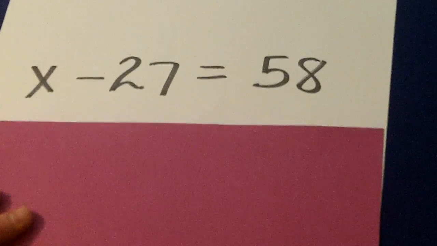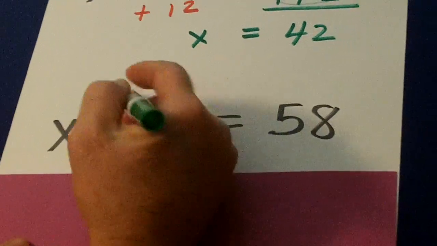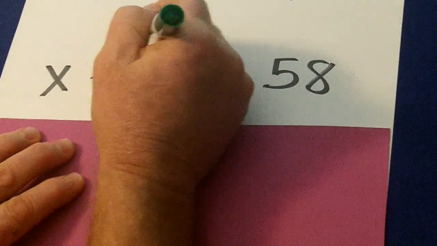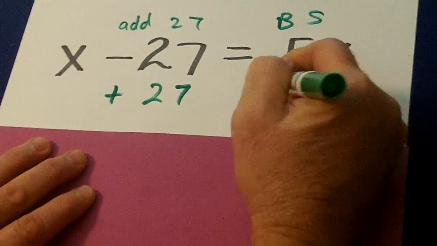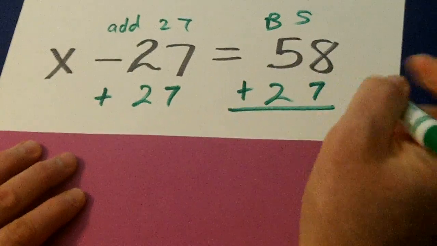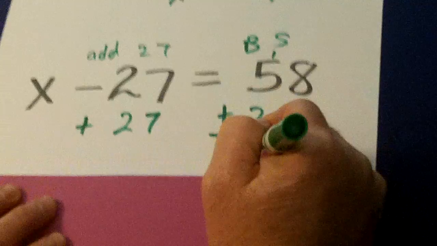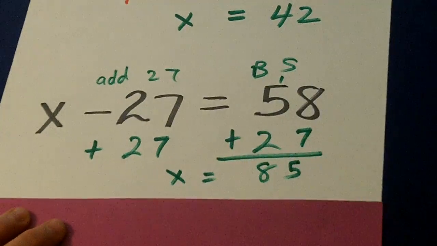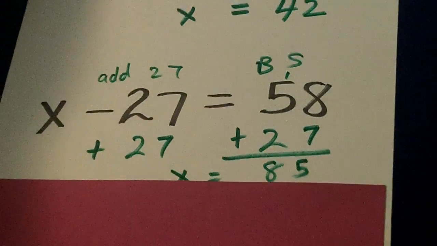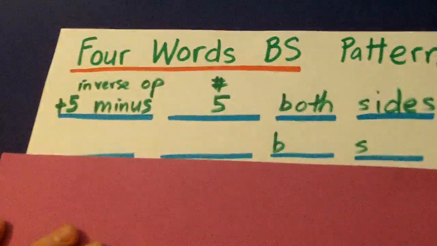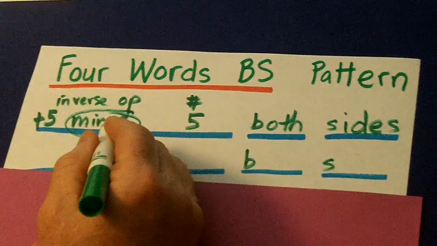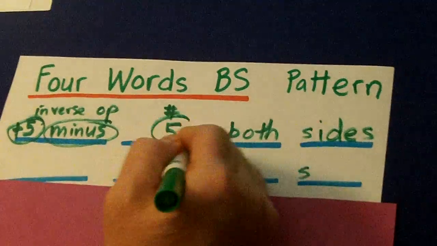Okay? Right here. Minus 27. Add 27, both sides. X equals 85. That helps us to memorize what we need to do. Okay? 4 words BS pattern. We do the opposite sign of what we're given, then the number, then the words both sides.